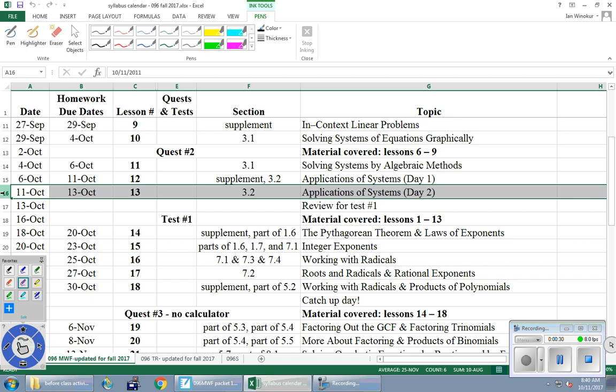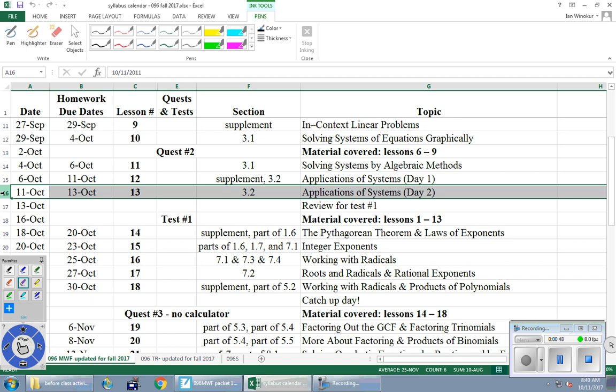Today, it's the same idea. Same tables, same process, 2 equations, and then substitution or elimination. The word problems from today are typically a little bit harder than the word problems from the previous class, but it's the same techniques. Looking ahead on Friday, we have our review day for test number 1.